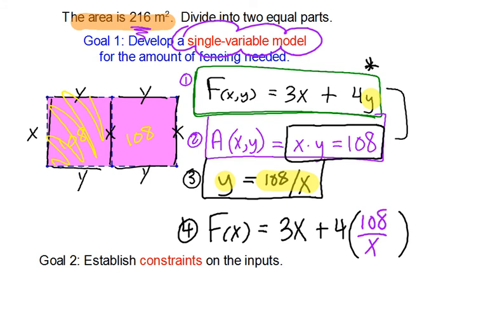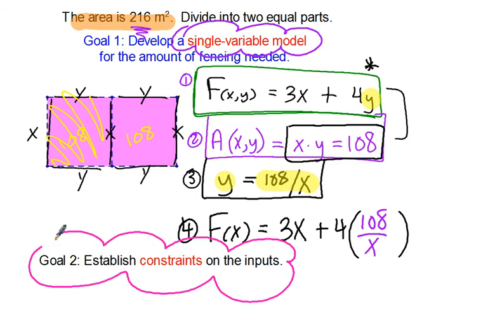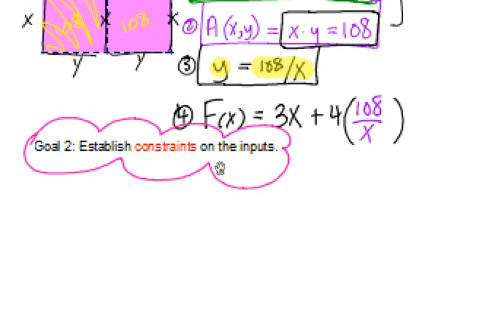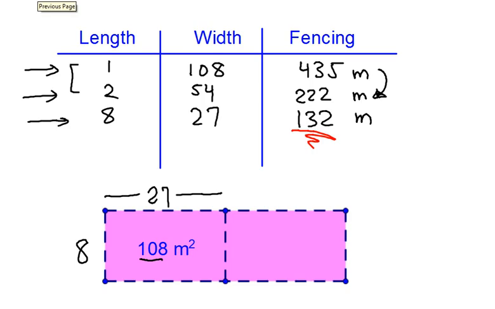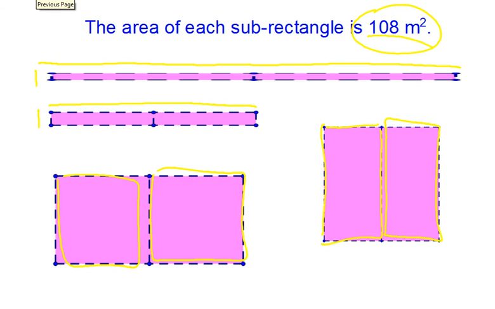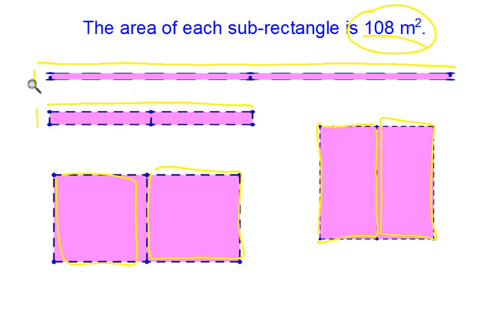Okay, goal 2, we need to establish some constraints on the inputs to this function. If there are any, we should find them, and that will affect how we proceed to solve this problem. Well, if we just click over here, we saw earlier, you can have a very short and wide rectangle to achieve the desired area. You can't have a distance of 0, or else it would have no area. So a lower bound should be 0 for sure.